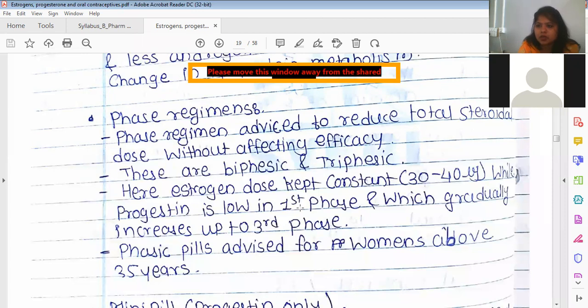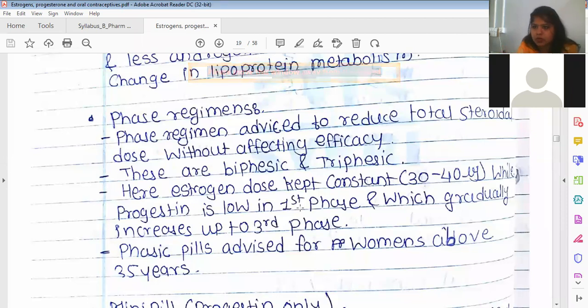Okay, understood? So many complaints are there regarding some women suffering from severe side effects. Some women are suffering that they have taken the tablet but still menstruation is there.